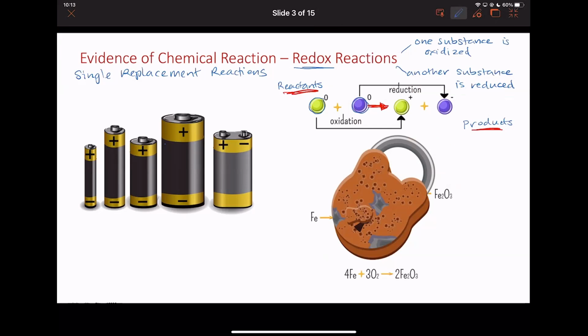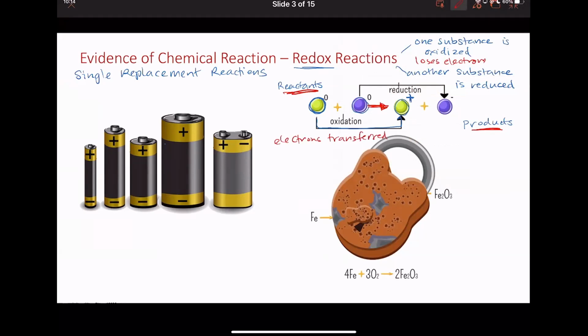And then for the redox reaction, the one thing that is oxidized will be changed and be different. When you see it on the product side here, even though it's the same color, it has a charge. It has a positive charge. So the thing that is oxidized loses electrons. And those electrons end up being transferred to the substance that gains electrons.